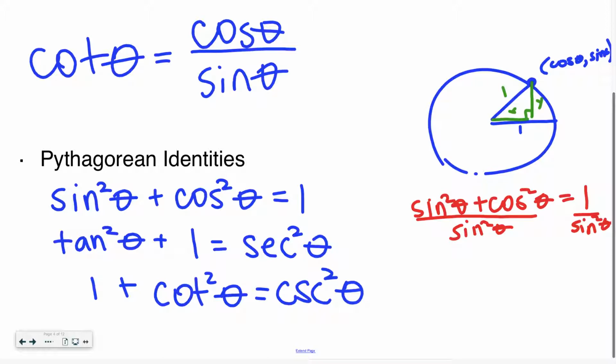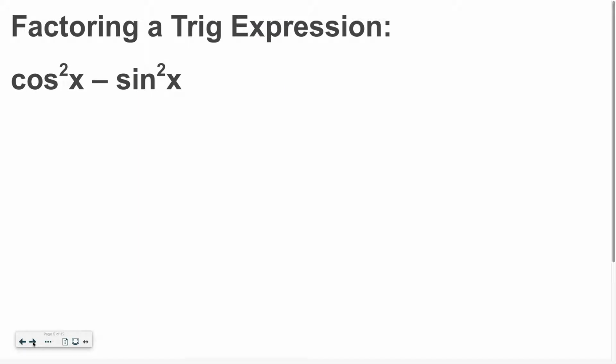Okay? Now before we get into actually using these to simplify, we do need a little bit of practice factoring. Okay? There are going to be a number of times, not only in this section and the section tomorrow, but even next week, where we're going to have to factor, but using trig expressions. So I just want a little bit of practice before we start using our identities. So go ahead and write this down.